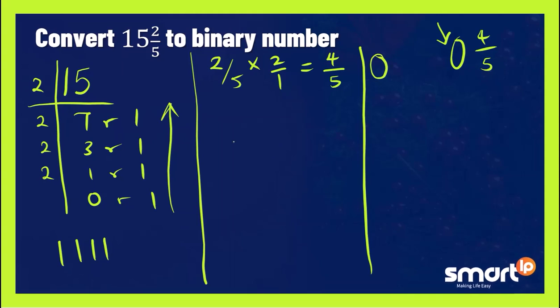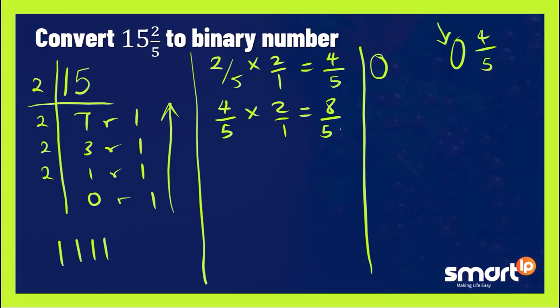So we write this 0. Great. We take the 4 over 5 again and multiply it by 2 again. So 4 over 5 times 2 over 1. Nothing can cut out, so we multiply 4 times 2, that gives us 8, and 5 times 1, that is 5. So here we have 8 over 5. 8 over 5 is an improper fraction, because the number above is bigger than the number below.